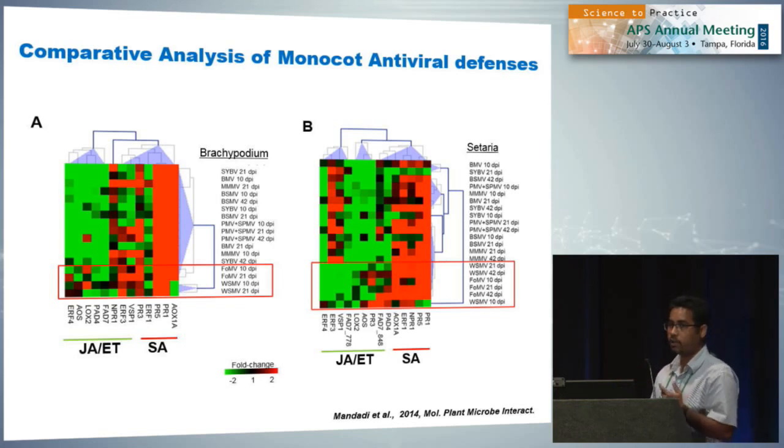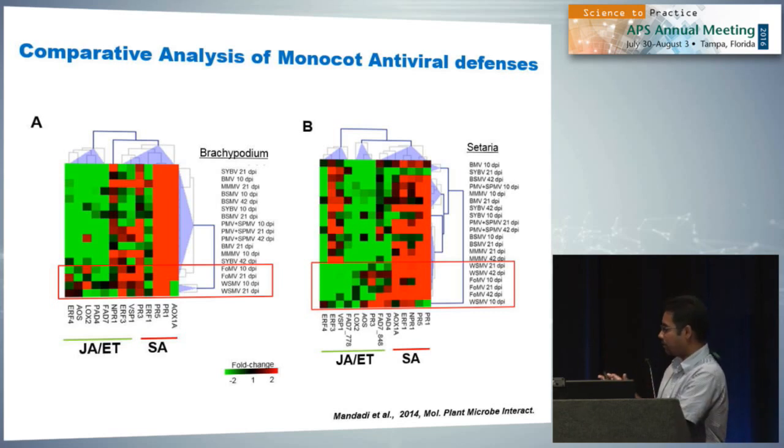I want to note that there are some conserved responses. You can see that jasmonic and salicylic acid are generally upregulated in Brachypodium, and also just JA is downregulated in different grass virus interactions. That response appears to be conserved in Brachy and Setaria as well.